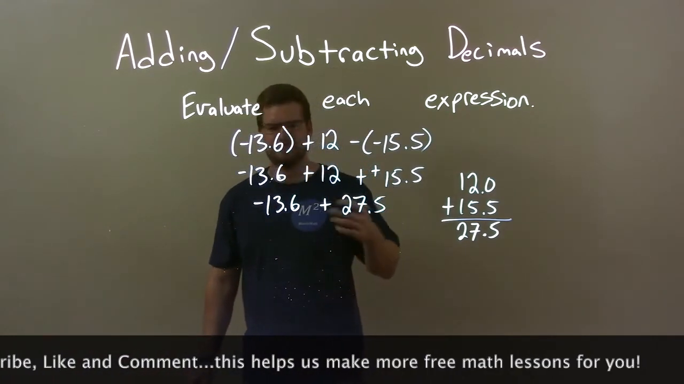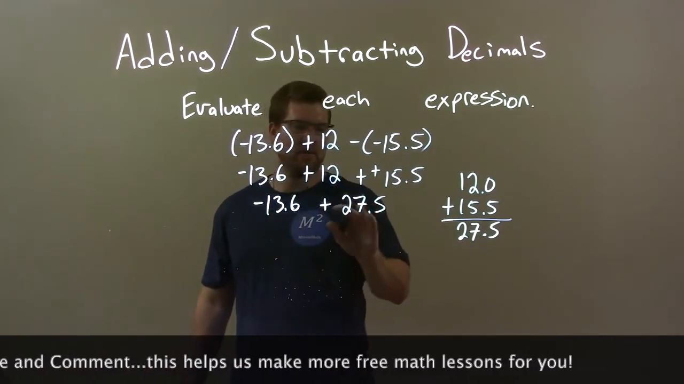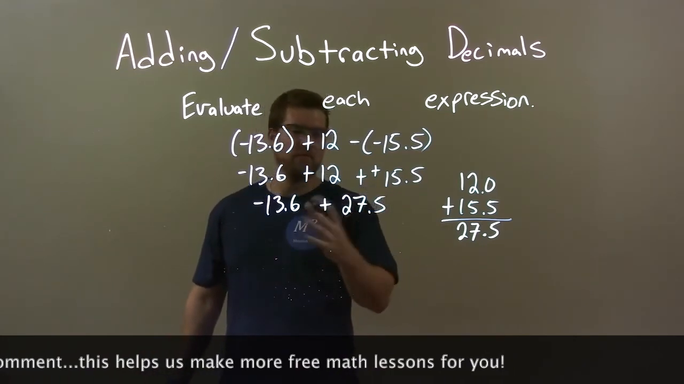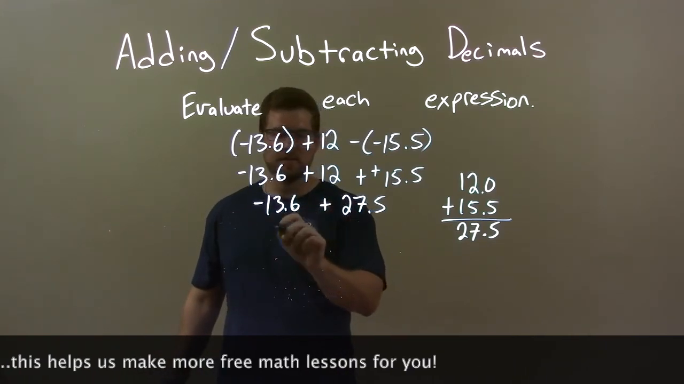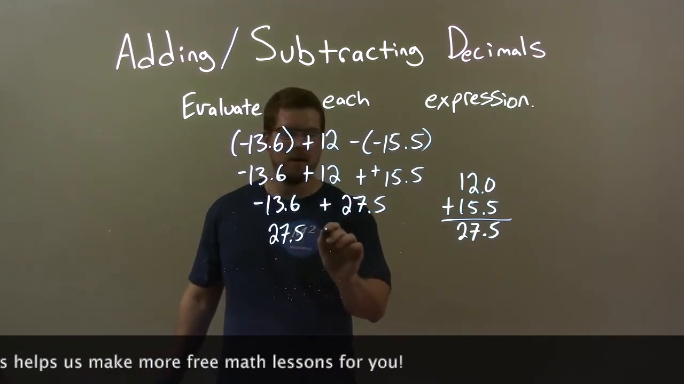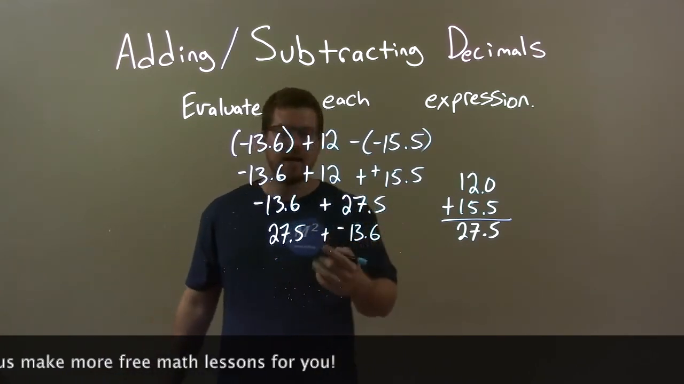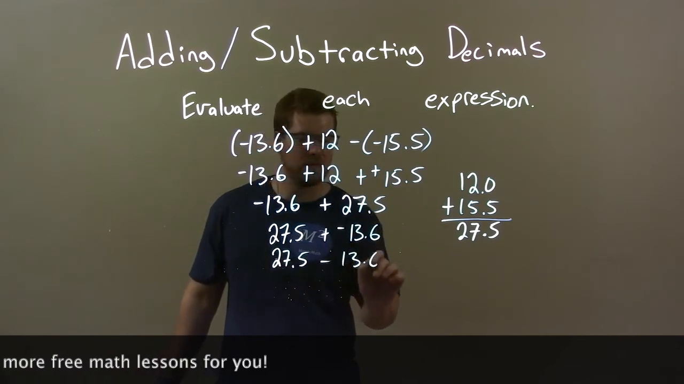But I'm not done, right? Well, we know that adding that negative here, 27.5, is the same thing as subtracting. But to get there, I'm just going to flip the plus sign in case you don't know. Flip around the plus sign because we can rearrange this. And so we have 27.5 plus a negative 13.6. Okay? Then, adding a negative is the same thing as subtraction, 27.5 minus 13.6, okay?